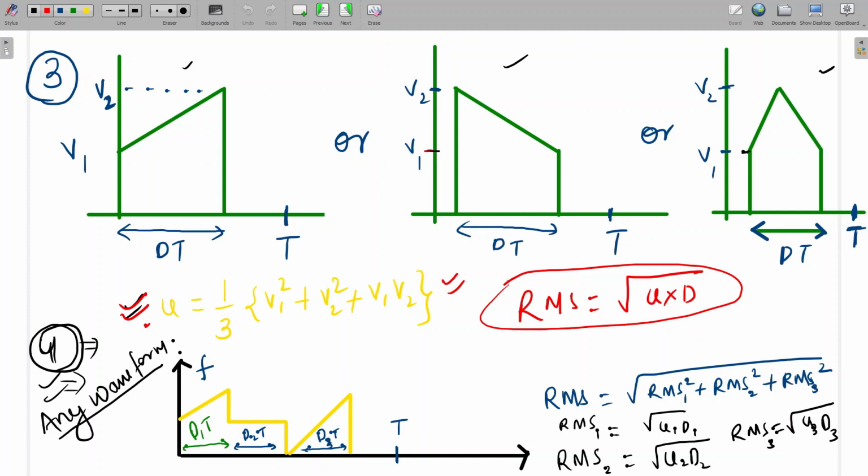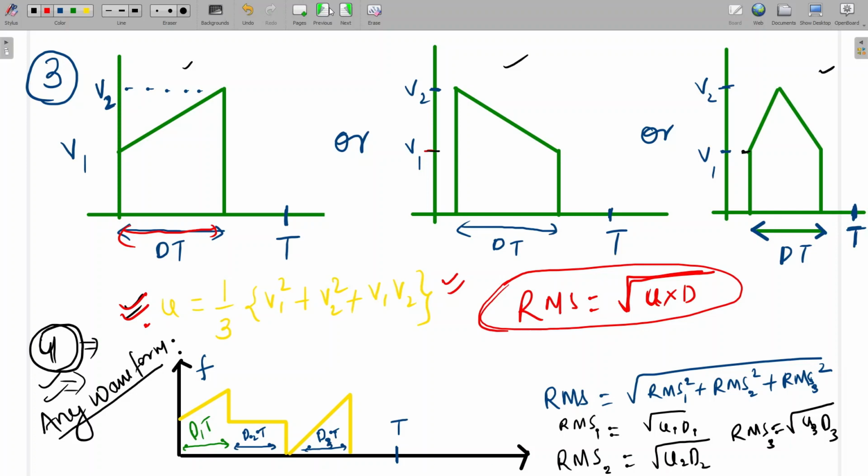And RMS for all types of function is equal to the square root of the duty ratio, with which the waveform is present, into u. So this will be the RMS value. Is this formula applicable for that last problem also, sir? Last figure also? Here also it will be the same. For all three, it will be the same.